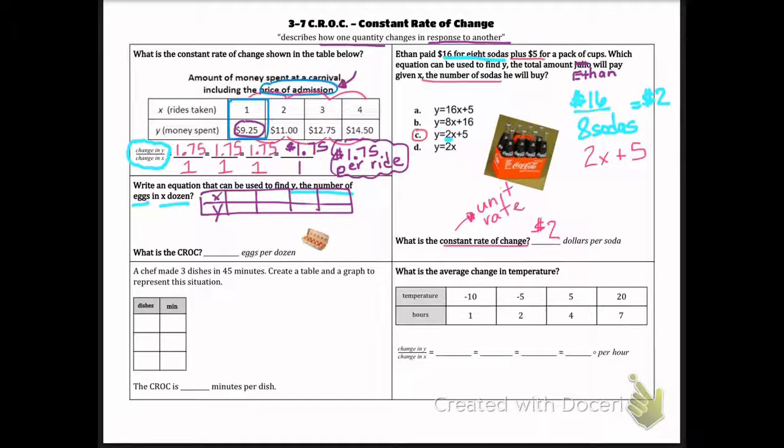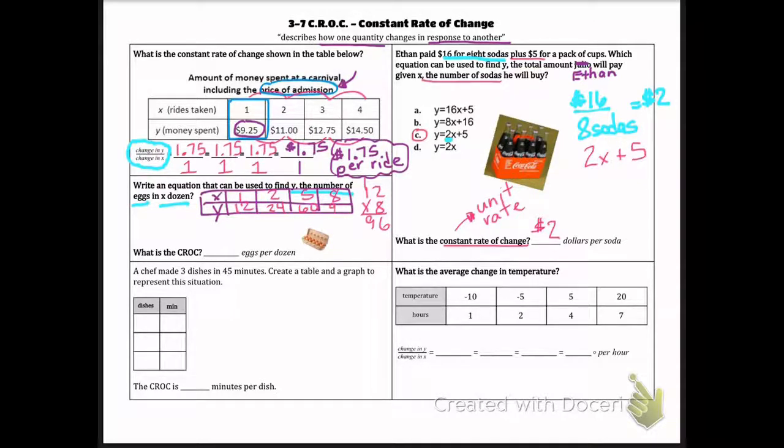So x is the number of dozens, so we could think maybe 1 dozen, 2 dozen, 5 dozen, 8 dozen. I'm just making up numbers. It doesn't matter what you put in the x values. So if y is the number of eggs, well, if I have 1 dozen, 1 times 12, I'm going to have 12 eggs. If I have 2 dozen, that's 2 times 12. That's 24 eggs. If I have 5 dozen, that's 5 times 12. That's 60 eggs. And if I have 8 dozen, that's 8 times 12.